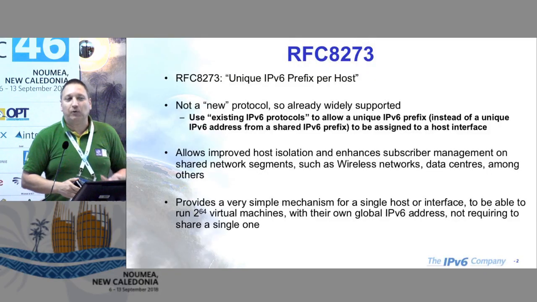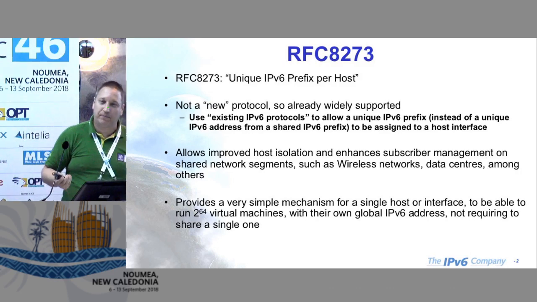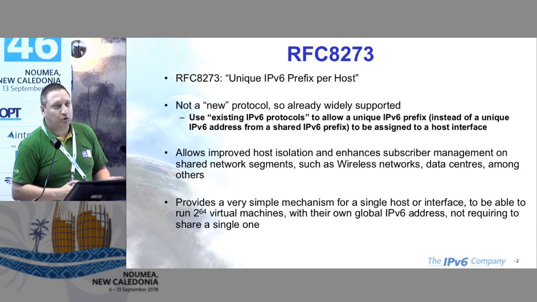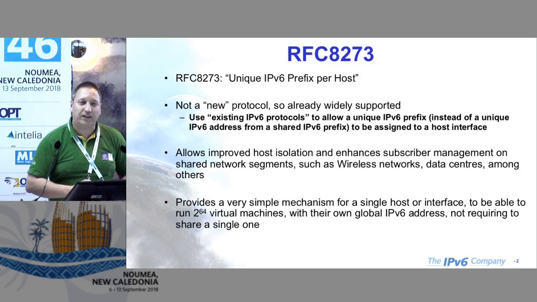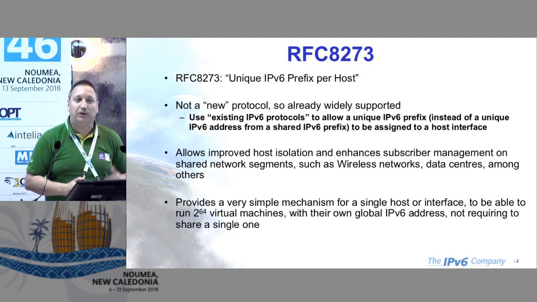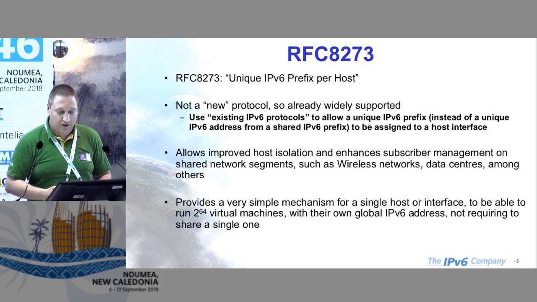Well, this is actually not a new protocol. This is using basically existing protocols that we have since we started designing IPv6. The idea is to be able to, instead of allocating a single address to an interface, allocate a complete /64. And that provides, for example, in hotspots, a very simple way to isolate users from other users, or in data centers to allocate a complete /64 to a server, so virtual machines inside the server can have their own global IPv6 address.